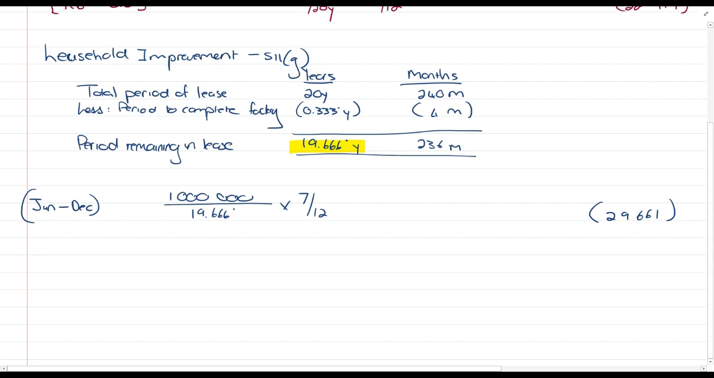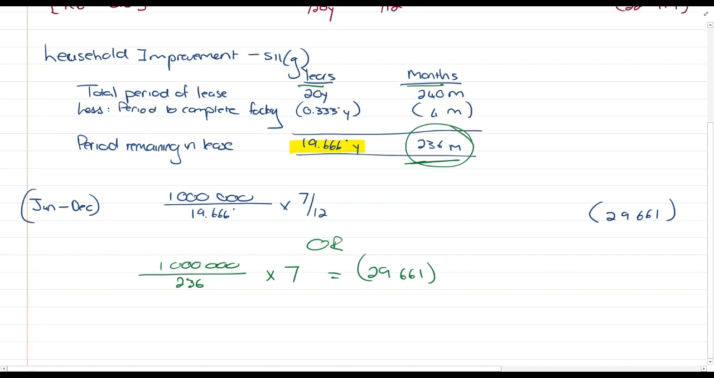Or, and I'm just going to show you, or you could have used the following. 1 million rands divided by our months, 236 months, times 7. And that also gives you 29,661, same amount. So you can use either years or months. I recommend that you use months, especially if you're uncertain how to calculate that fraction, please do use months instead.